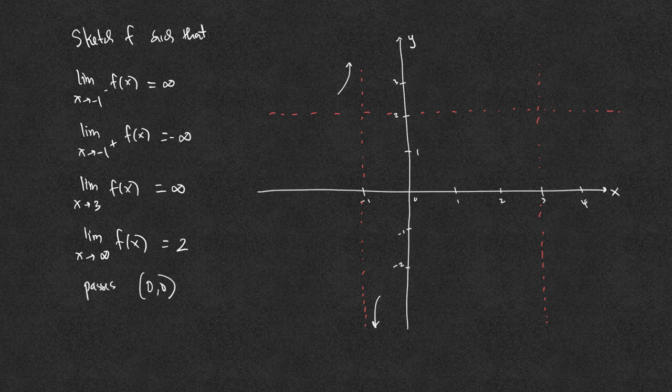As x approaches 3 from both sides, the function increases without bound. And so on the left-hand side of x equals 3, we would need to go up, the same as on the right-hand side of x equals 3.